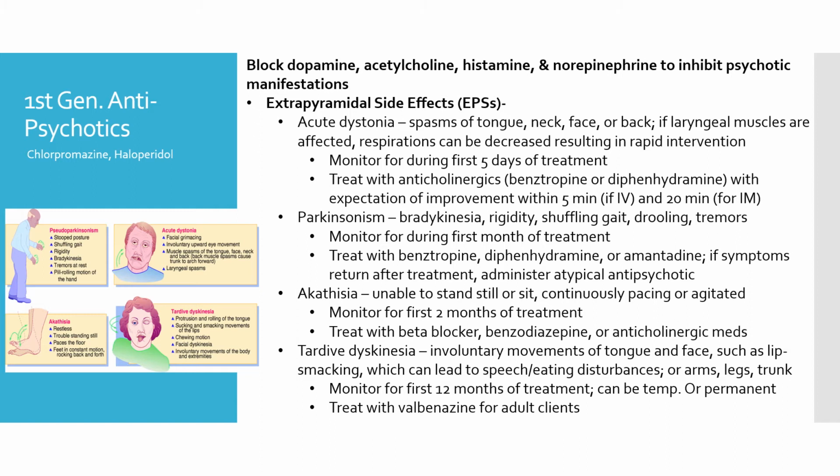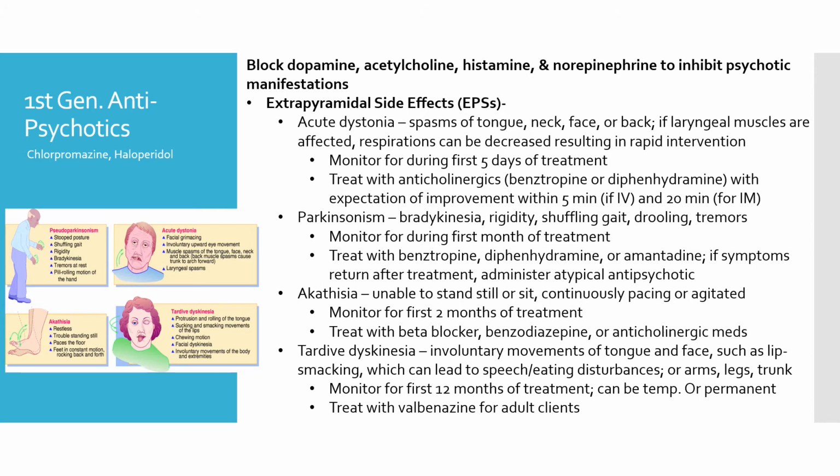The third EPS is akathisia. This is the inability to stand still or sit because they're continuously pacing or agitated. Monitor for this during the first 2 months. And we can treat with a beta blocker or benzodiazepine or anticholinergics.